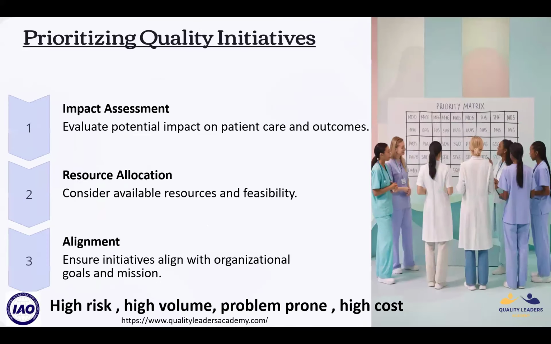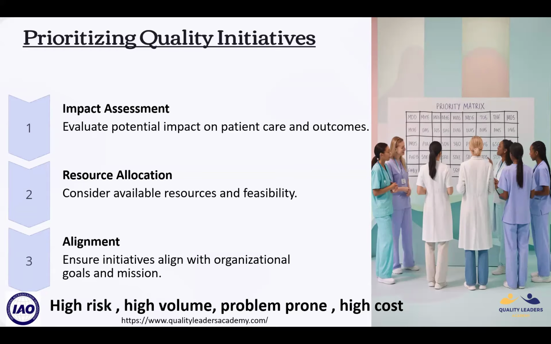Now, focusing on essential parts of quality improvement is prioritizing quality initiatives. We have earlier discussed a question regarding which quality initiative you are supposed to prioritize first, right? So this step is all about choosing the right project to improve patient care and outcomes in the most effective way. So how is it done?